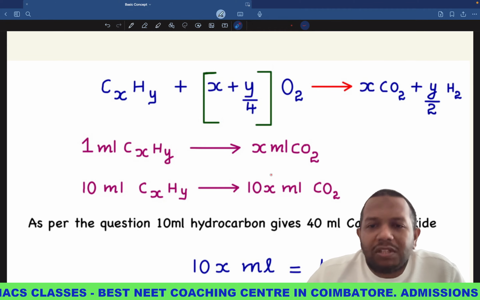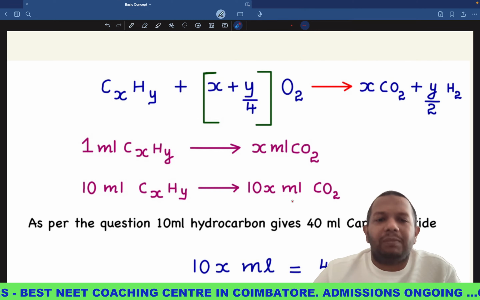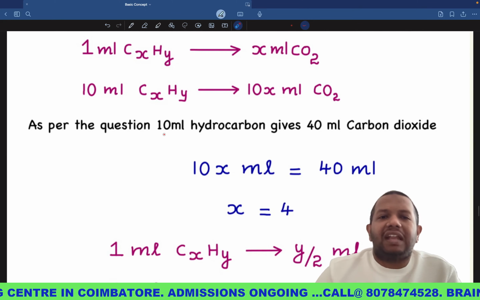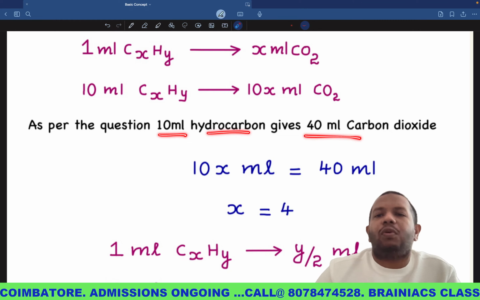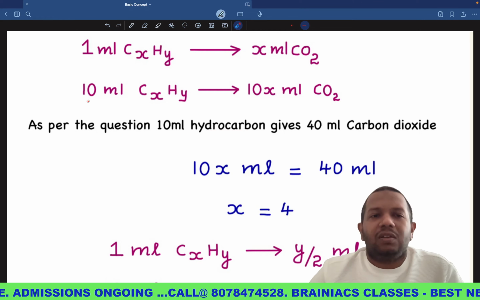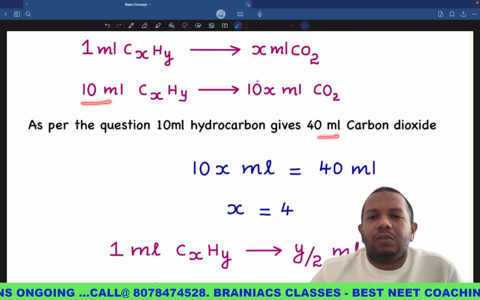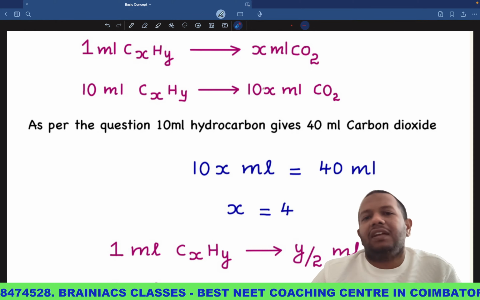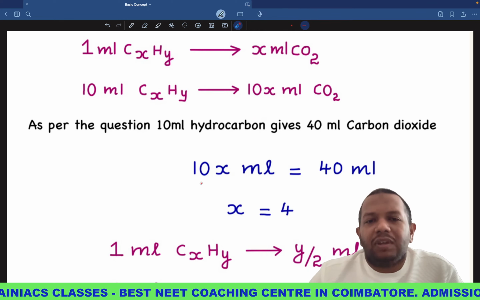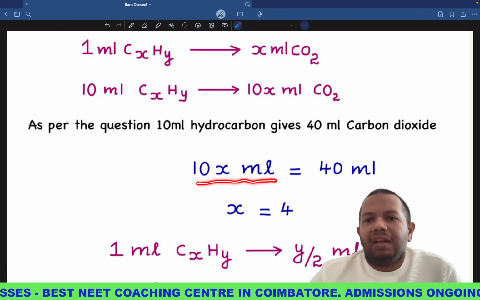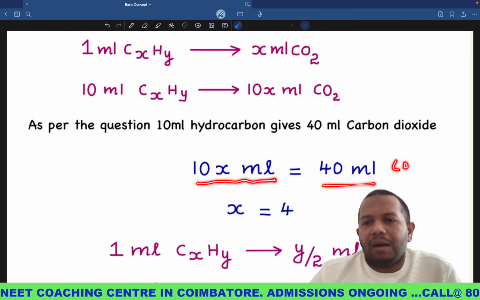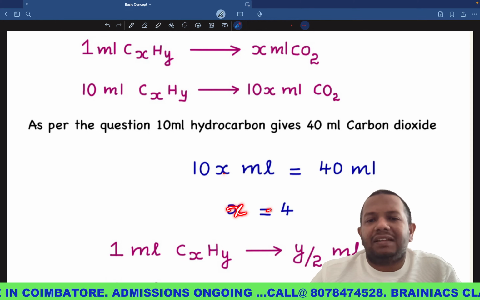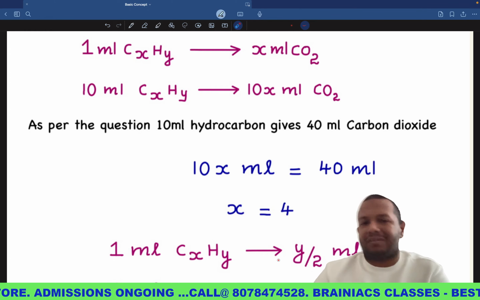And we know how much carbon dioxide is obtained. It is already mentioned in the question. As per the question, 10 ml hydrocarbon gives 40 ml carbon dioxide. So this 10x is equivalent to 40. Correct? 10x is nothing but 40. So we can write 10x ml carbon dioxide is equal to 40 ml carbon dioxide. We cancel ml, then we can say x is equal to 4. From that we got the x value.